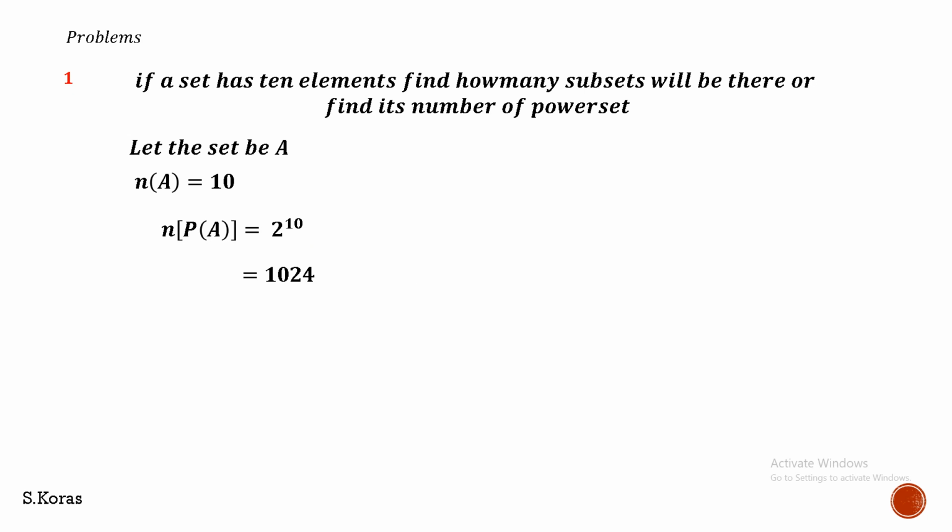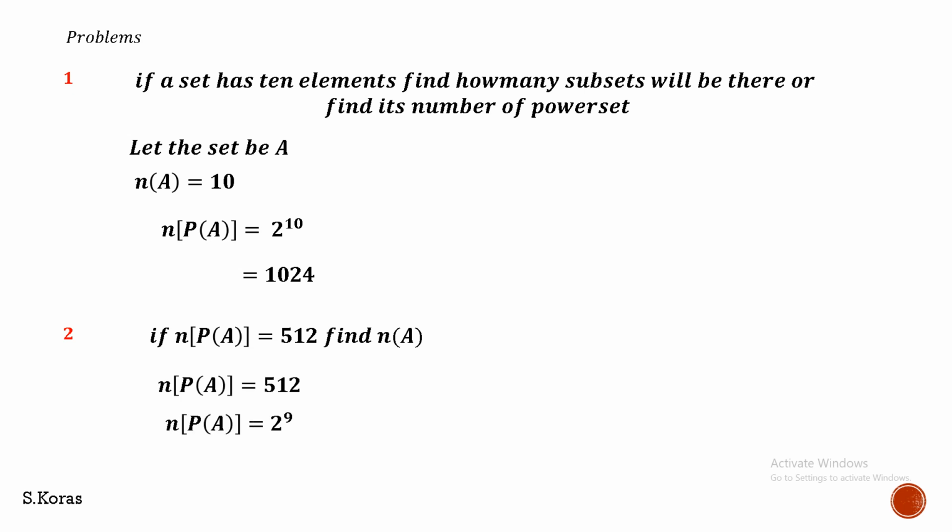Vice versa, let us consider that they are giving us the number of power sets and we have to find how many elements are in the parent set. Now let us consider another problem, that is n(P(A)) is given as 512 and we have to find n(A). It is very simple. We have the formula n(P(A)) is equal to 2^n. So we have to make this 512 be in the form 2 to the power. So we can write this as 2^9.